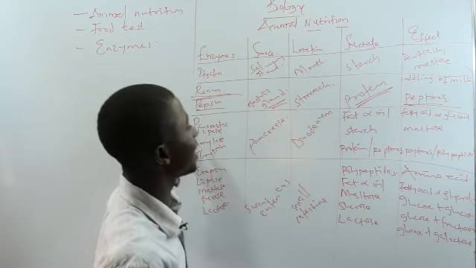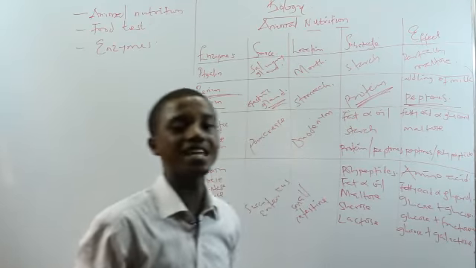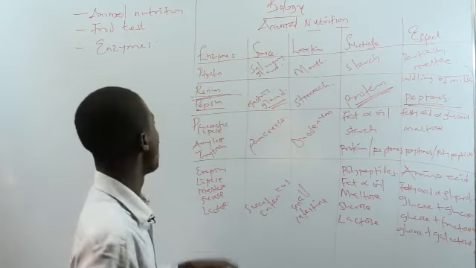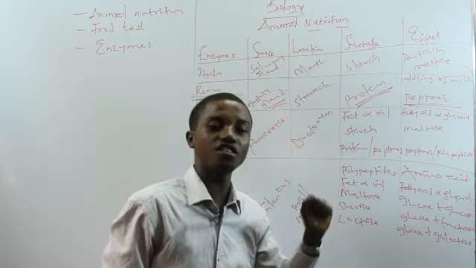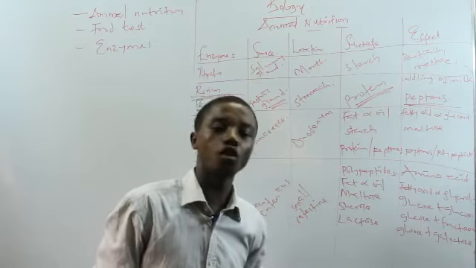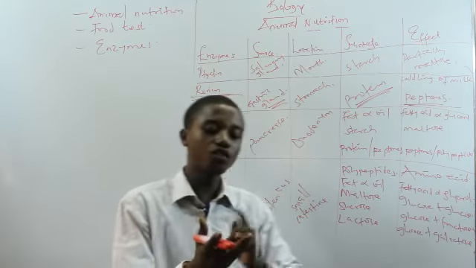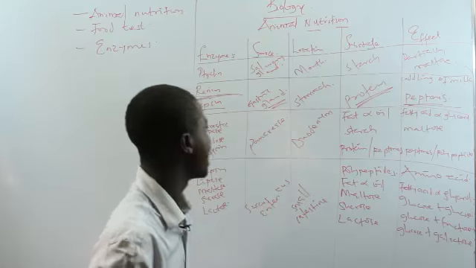And now the pancreatic lipase acts on fat and oil to give us fatty acid and glycerol. Amylase acts on starch to give us maltose, while trypsin acts on protein and peptones to give us peptones and polypeptides. I take it again.